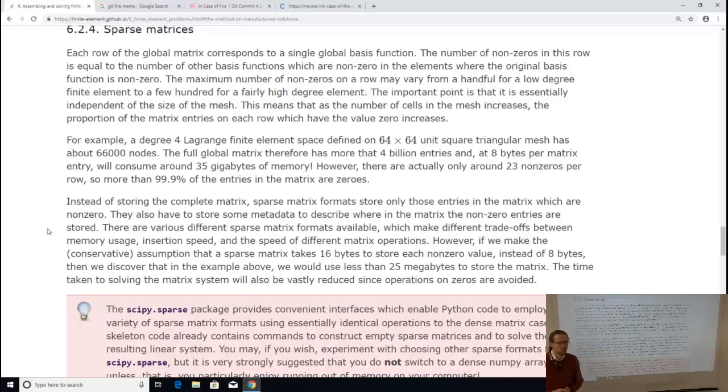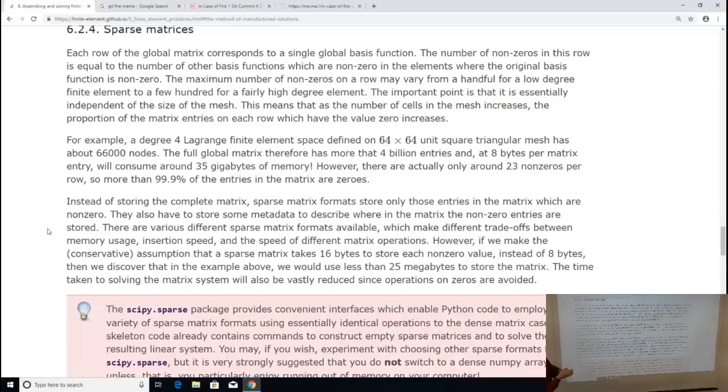And if you had, say, a 64 by 64 unit square, which is not that big a mesh, and you did degree 4 Lagrange finite elements, which is not that high order, you suddenly discover that that matrix would have 4 billion entries and would take 35 gigabytes of memory to store, which is probably several times what's on your laptop. It's probably more than what's on these desktops as well.